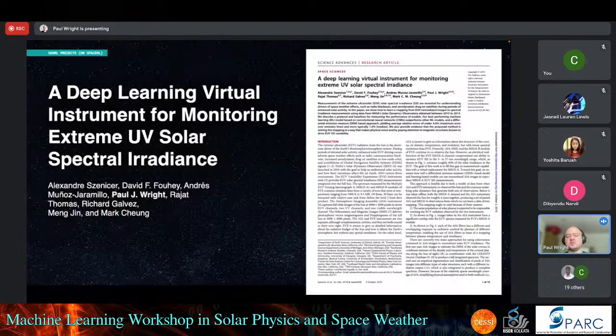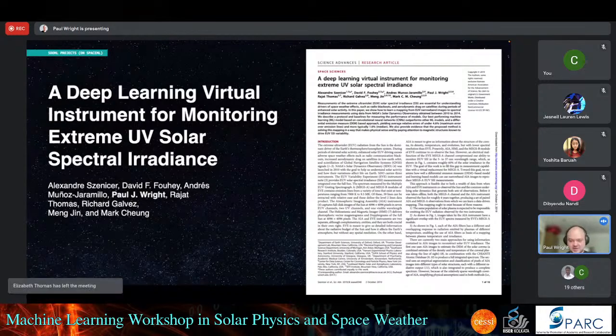The third and final project that I wanted to quickly mention is the deep learning virtual instrument for monitoring extreme ultraviolet spectral irradiance. As we know, measurements of the extreme ultraviolet spectral irradiance are essential for understanding drivers of space weather. In this work, we used SDO data to learn a mapping from the EUV narrowband images to spectral irradiance measurements between 2010 and 2014. This was prior to the time when the EVE MEGS-A component ceased to operate.